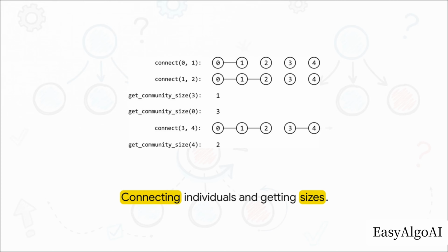Our goal is to write a system that handles two specific things. First, we need to be able to connect any two people, say person 0 and person 1, and when they connect, their entire respective communities instantly merge into a single larger community. Second, at any given point in time, we need to be able to query our system and instantly retrieve the total size of the community that any specific individual belongs to. The real challenge here isn't just making these connections, it's doing it incredibly efficiently as the network scales way, way up.